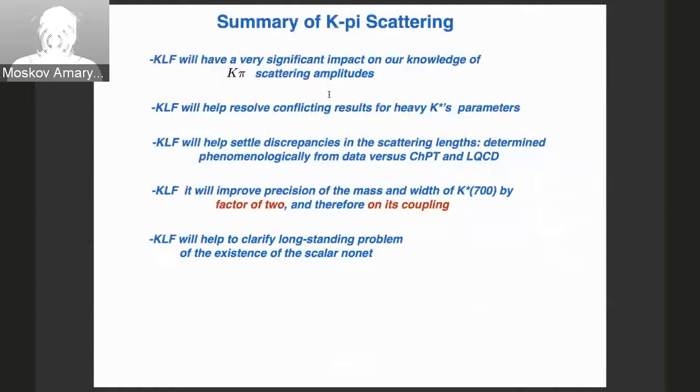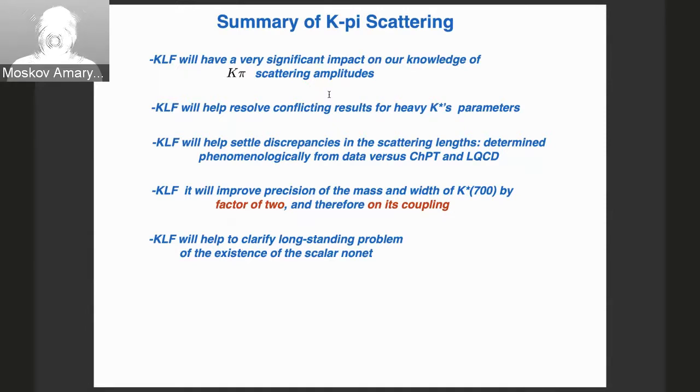So if we summarize K-pi scattering, we can say that KLF will have a very significant impact on our knowledge of K-pi scattering amplitudes. KLF will help resolve conflicting results for heavy K-star parameters. KLF will help settle discrepancies in the scattering lengths determined phenomenologically from data versus chiral perturbation theory and lattice QCD. KLF will improve the precision of the mass and width of K-star. KLF will help to clarify the long-standing problem of the existence or non-existence of kappa.